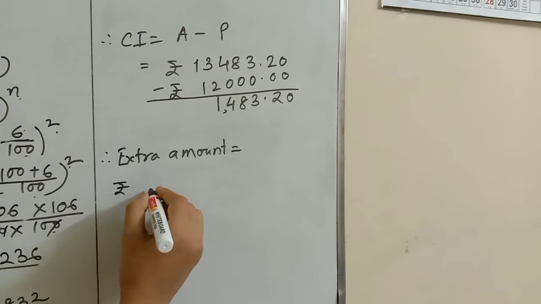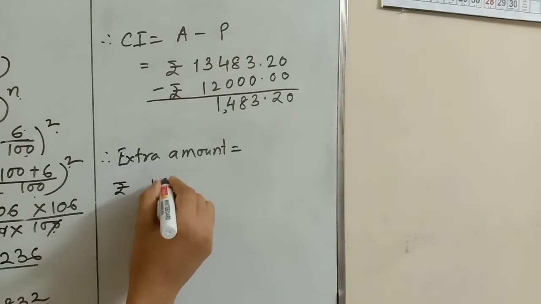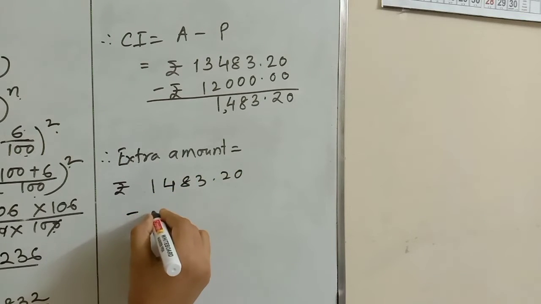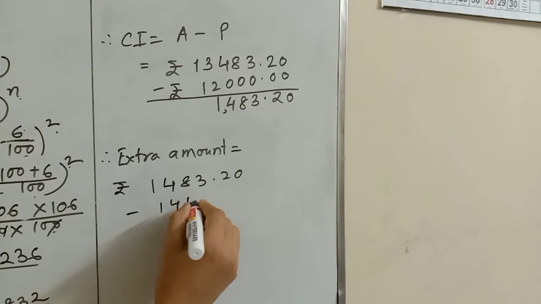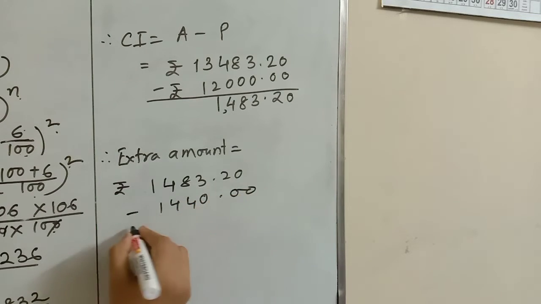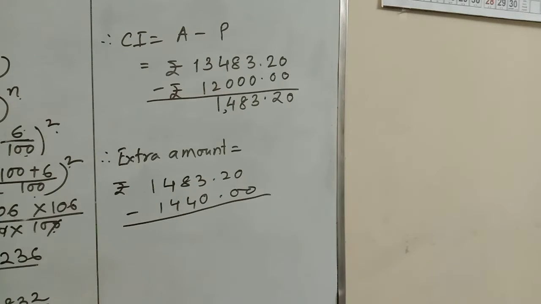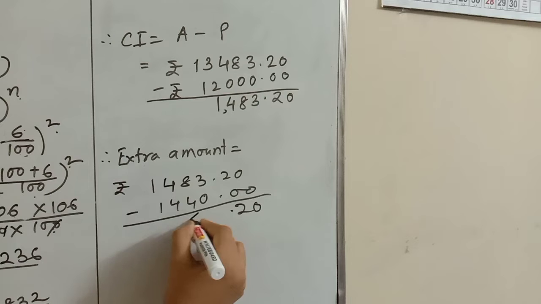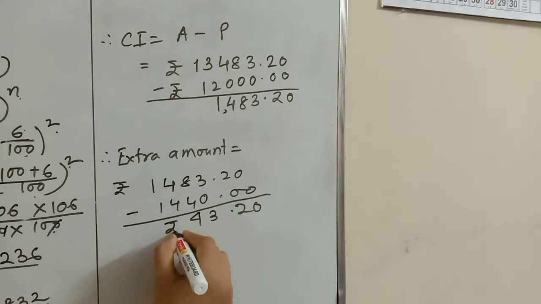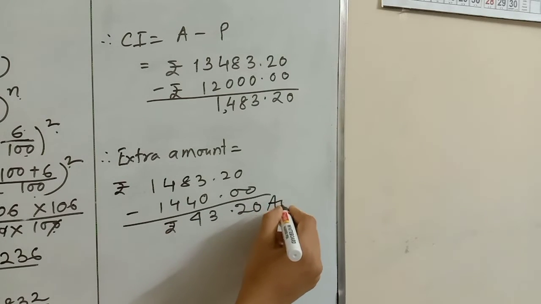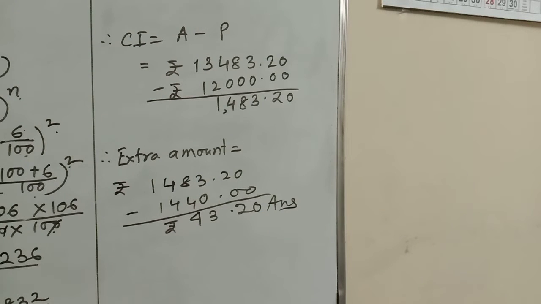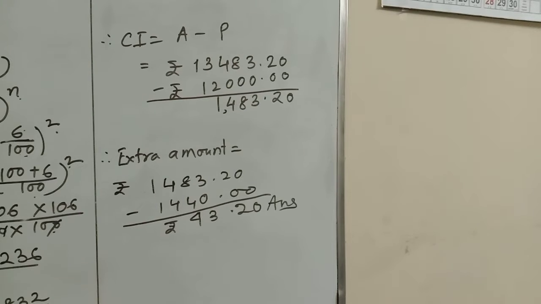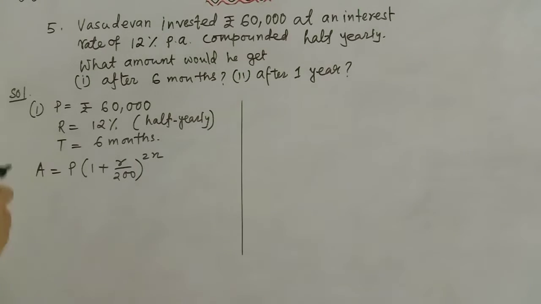So what extra amount do you have to pay? The extra amount is therefore rupees 1,483.20 minus 1440.00. Subtract this, and you will get the result of 43.20. This is the extra amount, extra money we have to pay if we use this as compound interest. Come to the next question. Now question number 5.